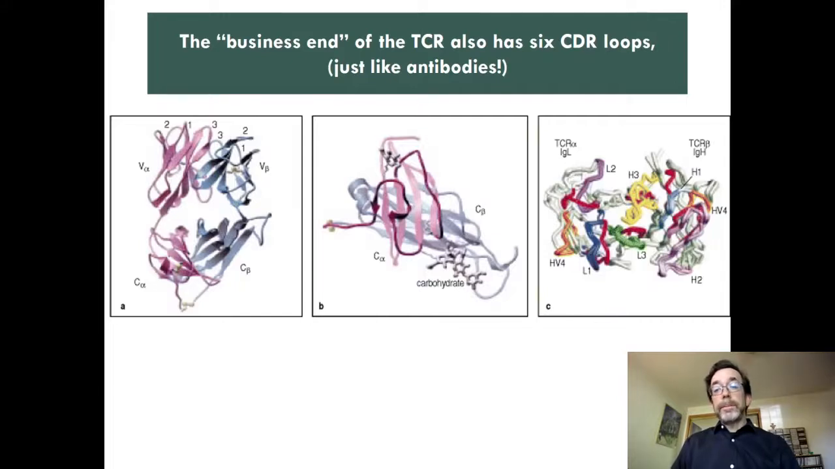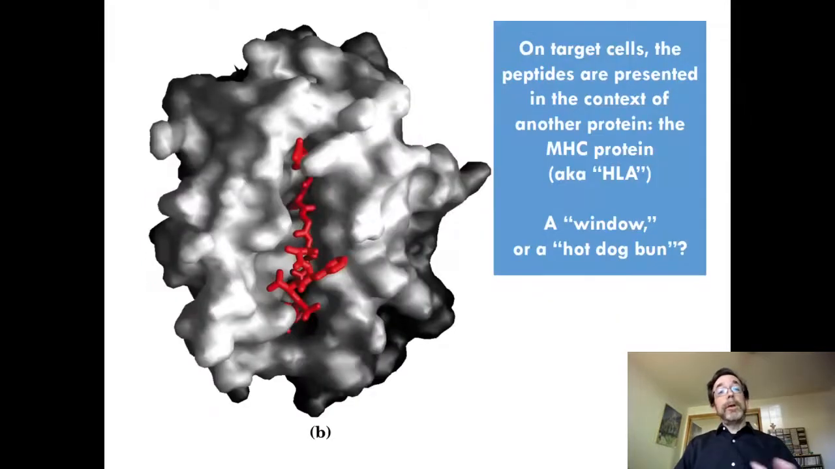There's 6 loops, 3 for the heavy chain, H, 3 for the light chain, L, and by the way, they still call it heavy and light, even though there's complicated reasons. Anyways, they have 6 loops, basically 6 colors, 6 loops, just like antibodies. And these loops engage the MHC peptide complex.